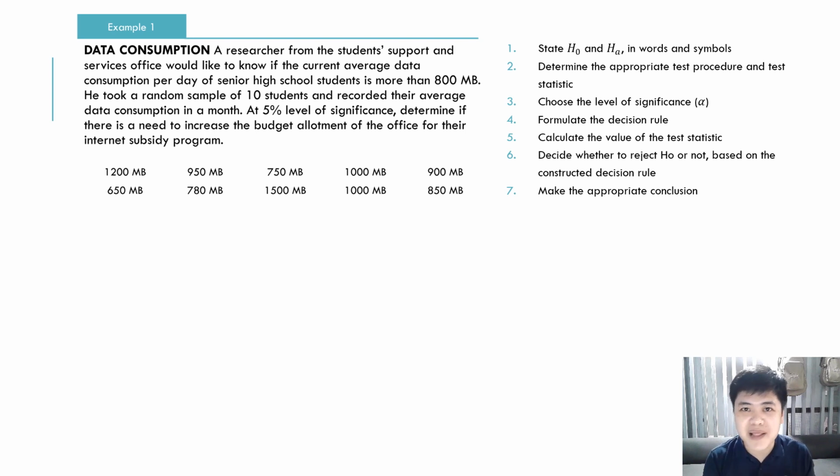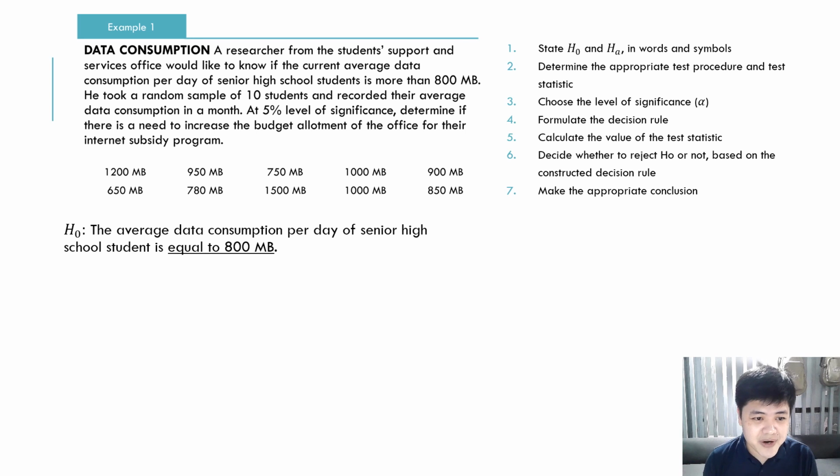So that is not the null. That's the alternative, that's the more than. And your null can be less than or equal, the opposite of greater than. But for this case, we'll just consider equal, because if we prove that it is less than, would the budget be reduced? It seems not, so equal will do. So for your null, the average data consumption per day of senior high school students is equal to 800 MB. In symbol, it is this one.